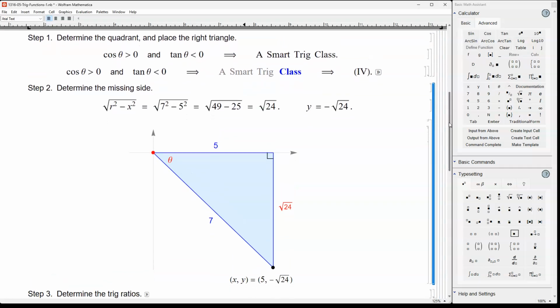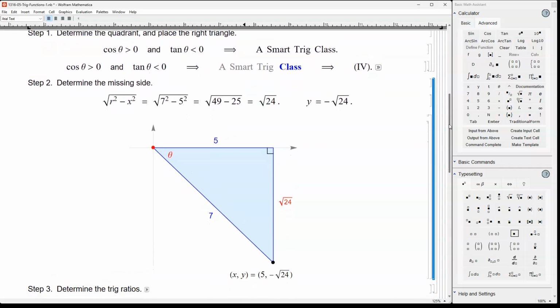Using the Pythagorean formula, we can find the length, and it is the square root of 24, and I can write it here. Or if you prefer to use the coordinate axis, you can say y is negative square root of 24. Either way it works out. Me personally, I prefer the picture and labeling it like that rather than using the coordinate axis.